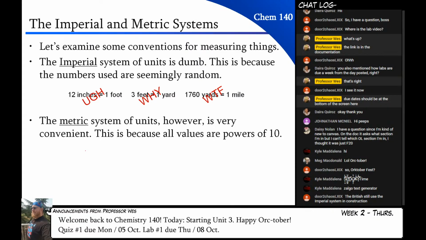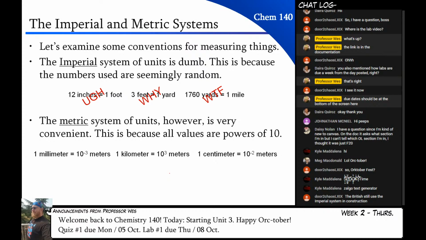So, for example, kilometers and meters are related by a power of 10. Micrometers and millimeters are related by a power of 10. Nanometers and meters are related by a power of 10. And all you do is change the exponent. So you just have to remember what those exponents are, and you're all set.